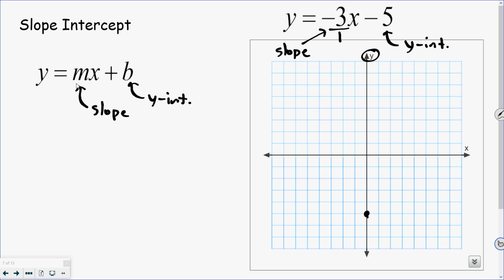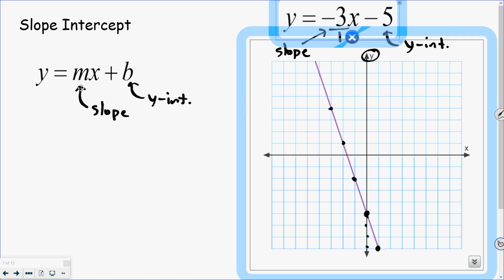And then be really careful with the slope. If the slope is negative, that means the line has to be going down from left to right. So I can either go down 3 and over 1, or I could go up 3 and left 1. Either one of those is good because the line's going down from left to right. You could even go further, you make as many points as you want. Grab a straight edge, draw the line that passes through that, and we have the graph of the line.